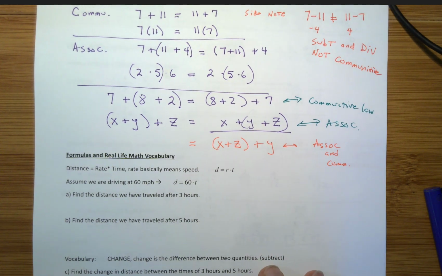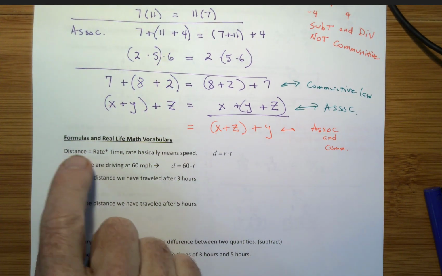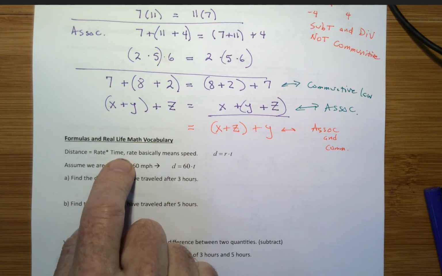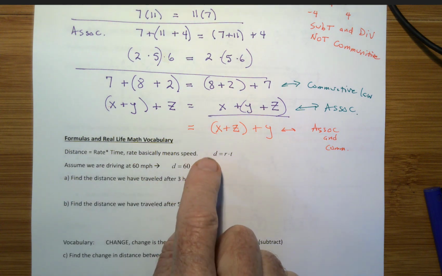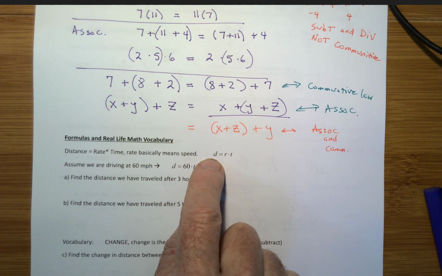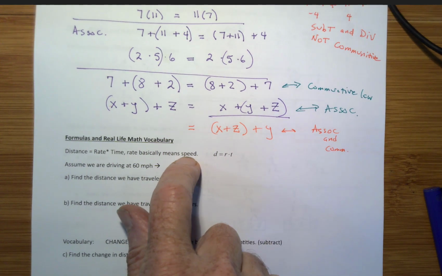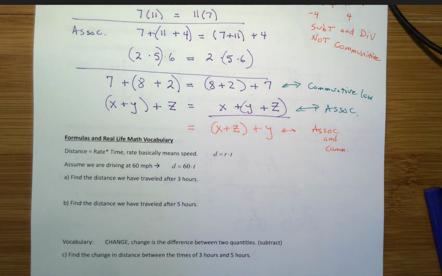A big part of algebra is going to be working with formulas. And there are some formulas that we use in science or math all the time. And here's one of them. Distance equals rate times time. And there's a little formula for it. D equals R times T. D equals distance. R is the rate, and rate just means the same thing as speed. And T means the time.